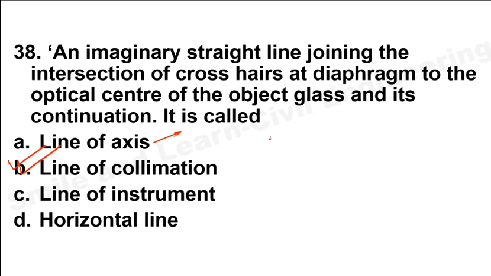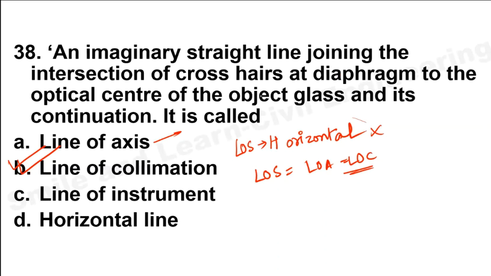Now if the line of sight is horizontal, there is no problem. But if we are doing a survey in a hilly area, then line of sight, line of axis and line of collimation are all the same only when horizontal. If it is not horizontal, then you will have a different line of sight and line of collimation.